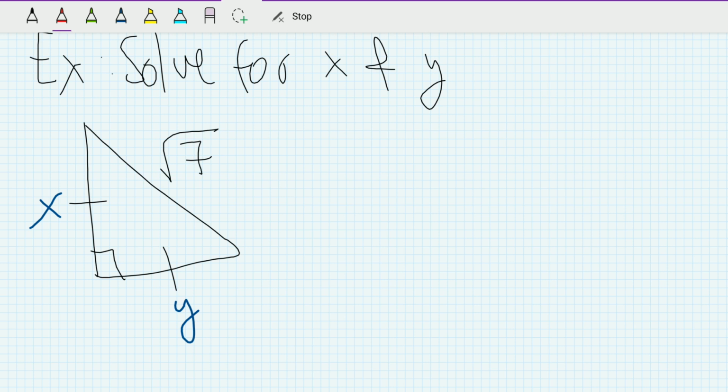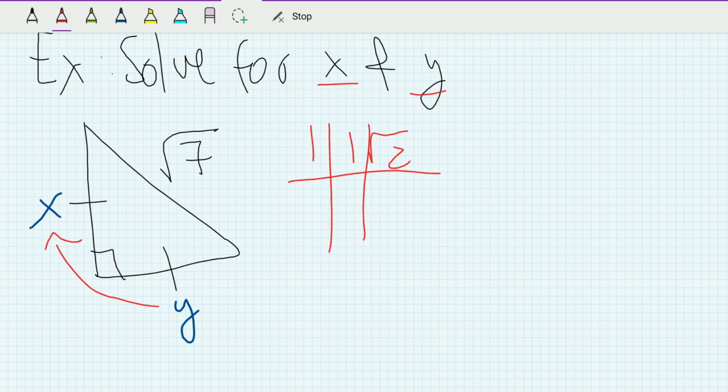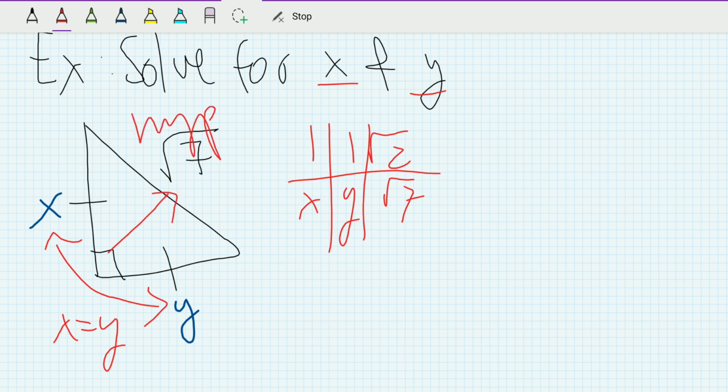All right, so definitely not doing this the shortcut way. I'm going to do this the table way. So 1, square root 2. It's solving for x and y, but we know that these two are equal to each other, so I only need to solve for one of them, okay? So x, y, square root 7, because square root 7 is considered to be the hypotenuse, okay?